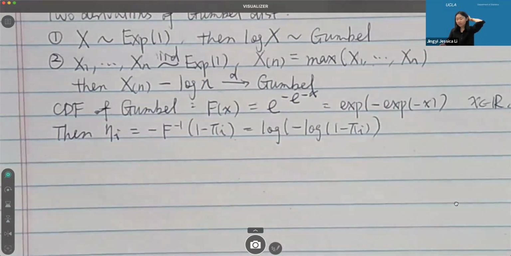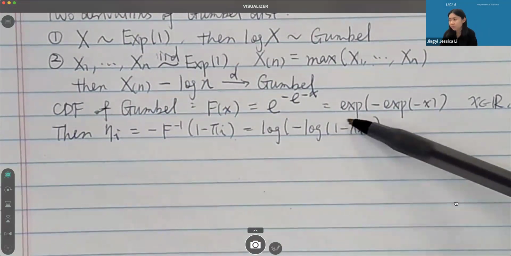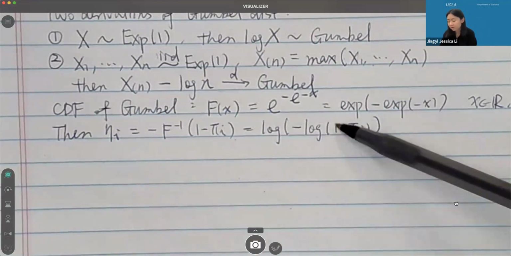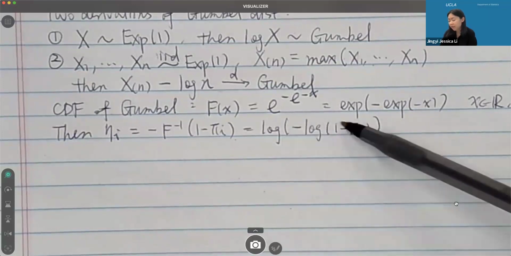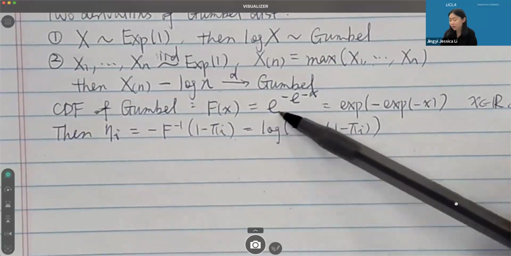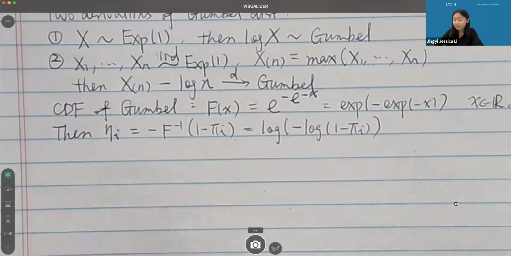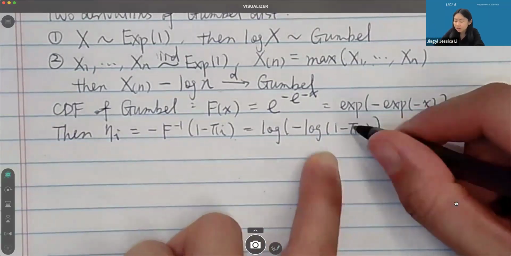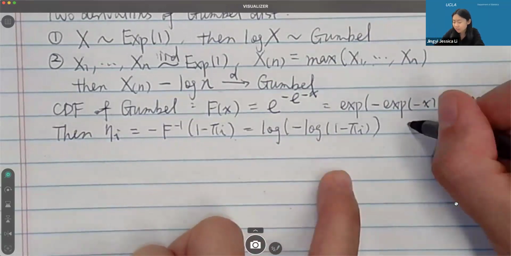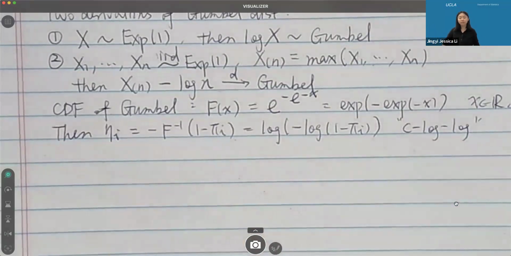Let's see why this is a reasonable link function. We know pi i is between 0 and 1, so 1 minus pi i is between 0 and 1. Log of a value between 0 and 1 is negative, and the negative of this negative is positive, and log of a positive value gives me the whole real line. So that's how we do the math. This one has a very interesting name: it's called the complementary log, short as cloglog, link function.